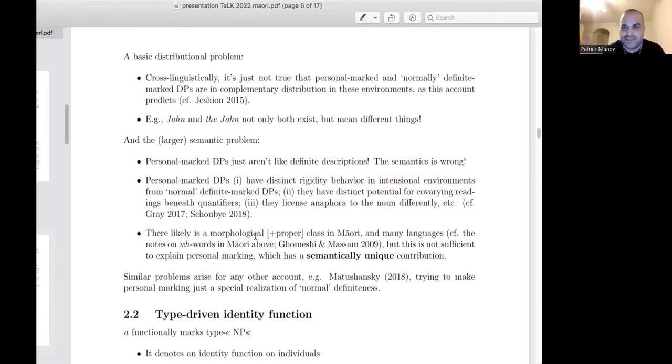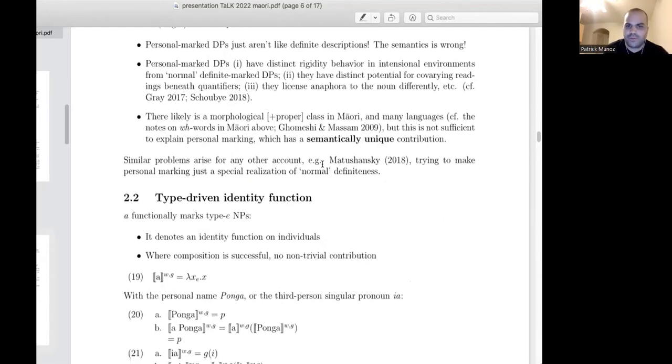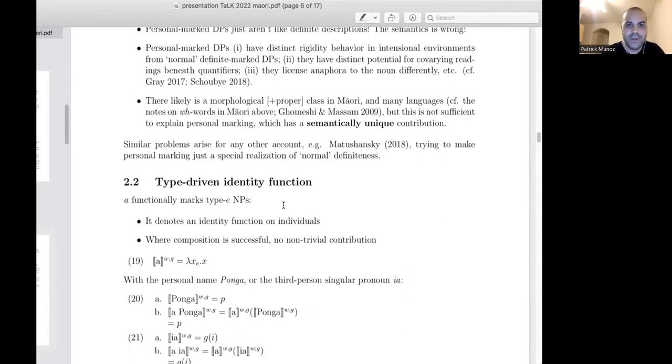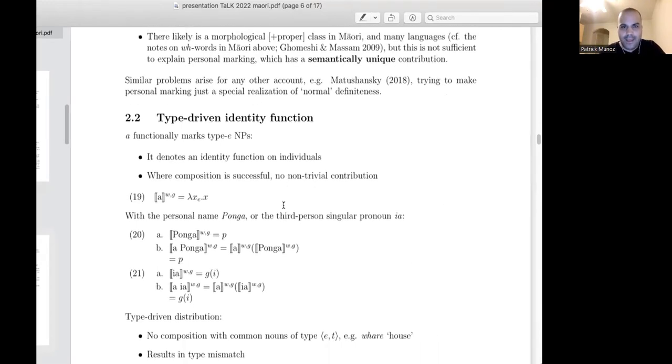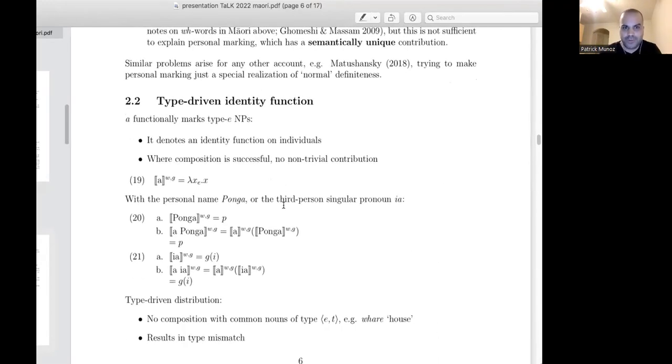So the hypothesis is, well, why aren't they different, right? That's kind of what I'm asking. And I think similar problems arise for any account that tries to make personal marking just a special realization of normal definiteness for morphosyntactic reasons. So I would like to try to motivate a semantically based account. And I'll give you two proposals that I think are quite intuitive and obvious that you might want to try, and suggest why I don't like them or don't think they're going to work.